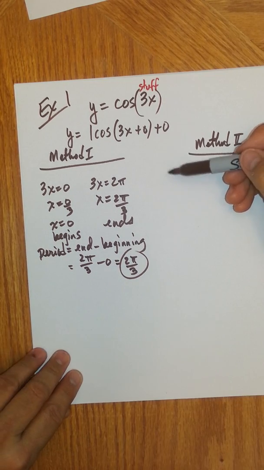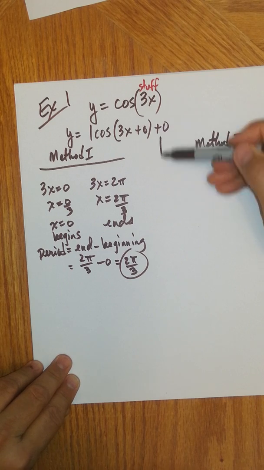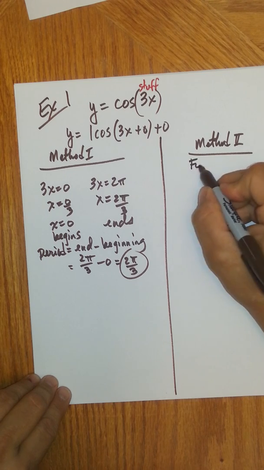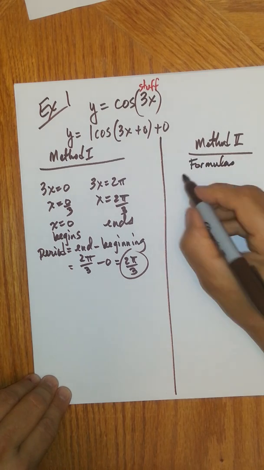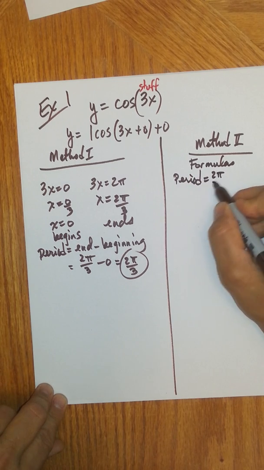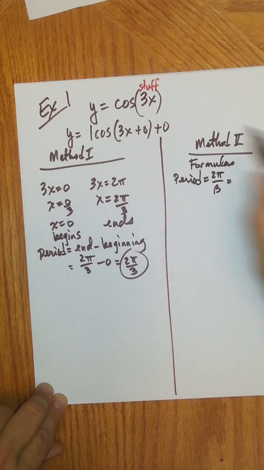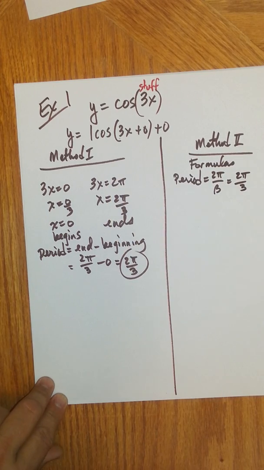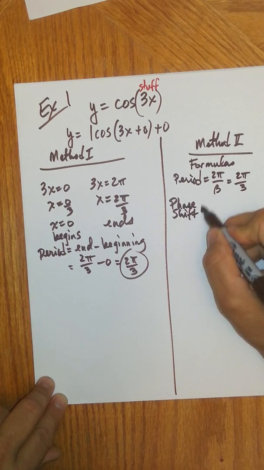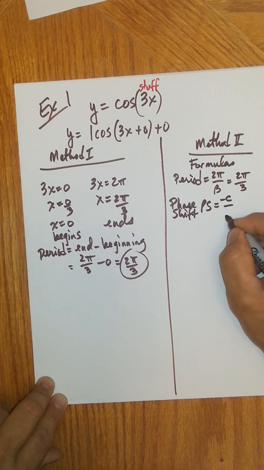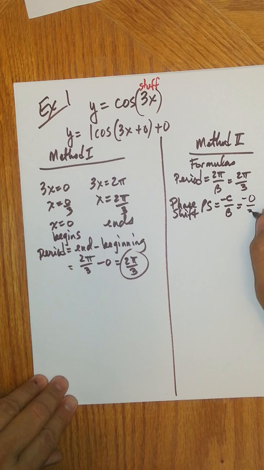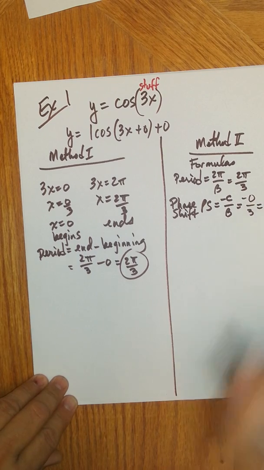Now let's take a look at the second method to get these numbers. Here, what I do is I use formulas. So I know that the formula for the period is 2 pi divided by b. In our case, b is 3. So 2 pi divided by 3. And then the phase shift, which I'll abbreviate ps, is negative c over b. So c is 0. So I basically have negative 0 divided by 3 is 0.